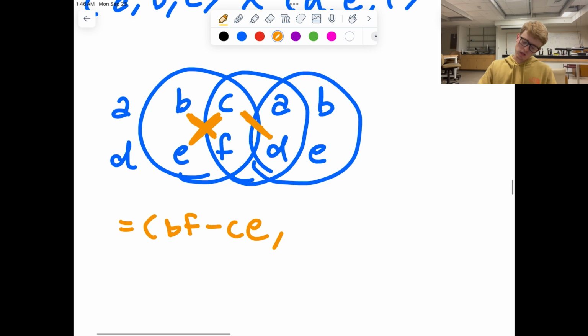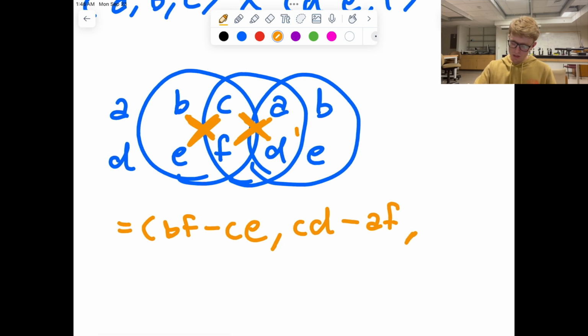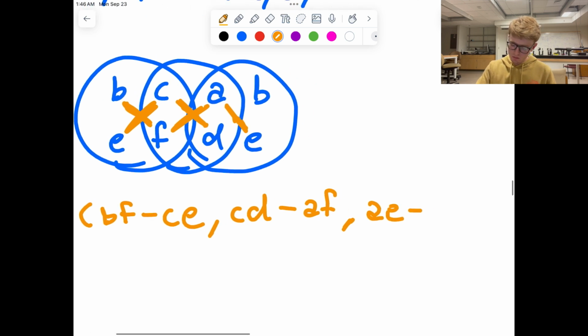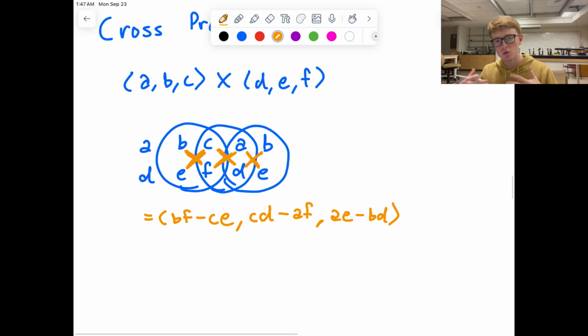And then we're going to do C times D minus A times F. Okay? Last component, A times E minus B times D. Okay, and that's it. That's how you compute the cross product. It's kind of a strange operation. As you do more and more of this, you'll get used to it.